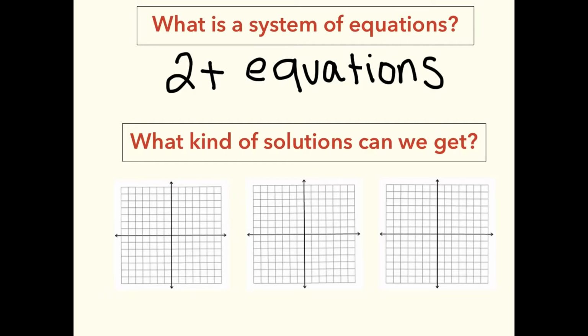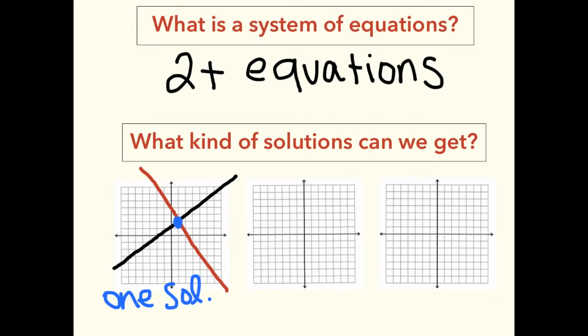There are three different solutions that you can get when you solve them. If you were to graph one equation, and then graph the other equation, and they cross right here at this intersection point, that is their solution. So one of the solutions you could get is simply one solution at the intersection point.